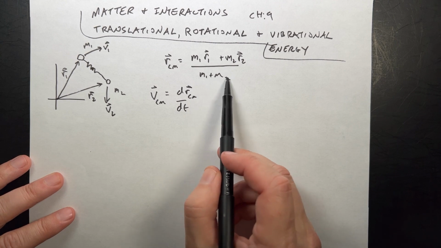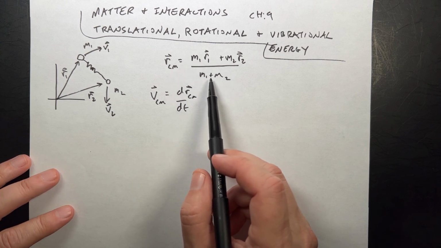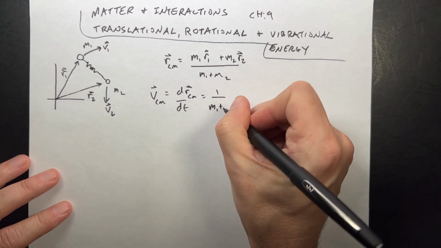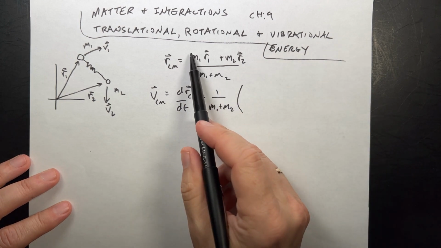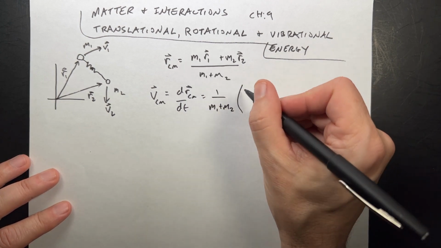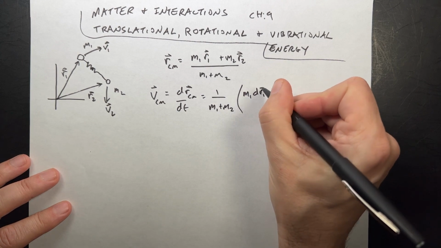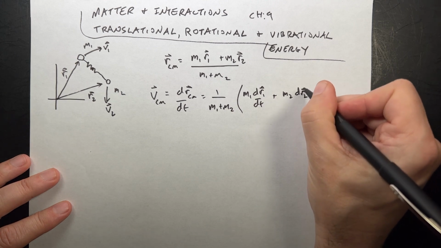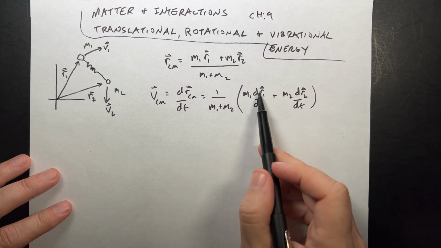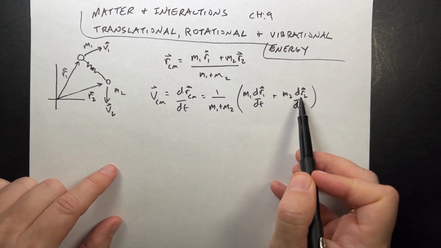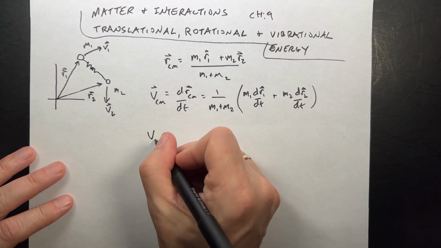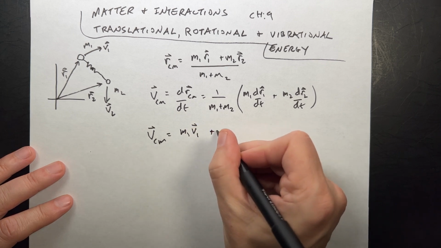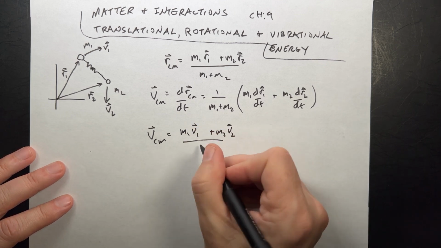So I have over here m1 plus m2, 1 over that is a constant. And so if I take the derivative of something with a constant, I can just leave that out front. So I'm going to leave 1 over m1 plus m2. And now I have to take the derivative of m1 r1. Well, m1's a constant, so it's just going to be m1 dr1/dt. And that one too, plus m2 dr2/dt. Well, dr1/dt is v1, dr2/dt is v2. So this says the velocity of the center of mass is equal to m1 v1 plus m2 v2 over the total mass.